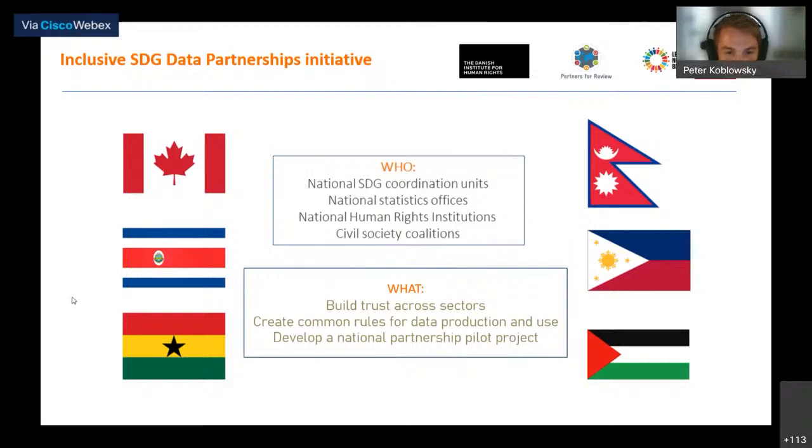And then we wanted to bring together national human rights institutions. They produce human rights data. They produce periodical data, which also focuses on rights holder groups, marginalized groups. And of course, we wanted to bring in civil society, who also have a direct reach to marginalized groups.